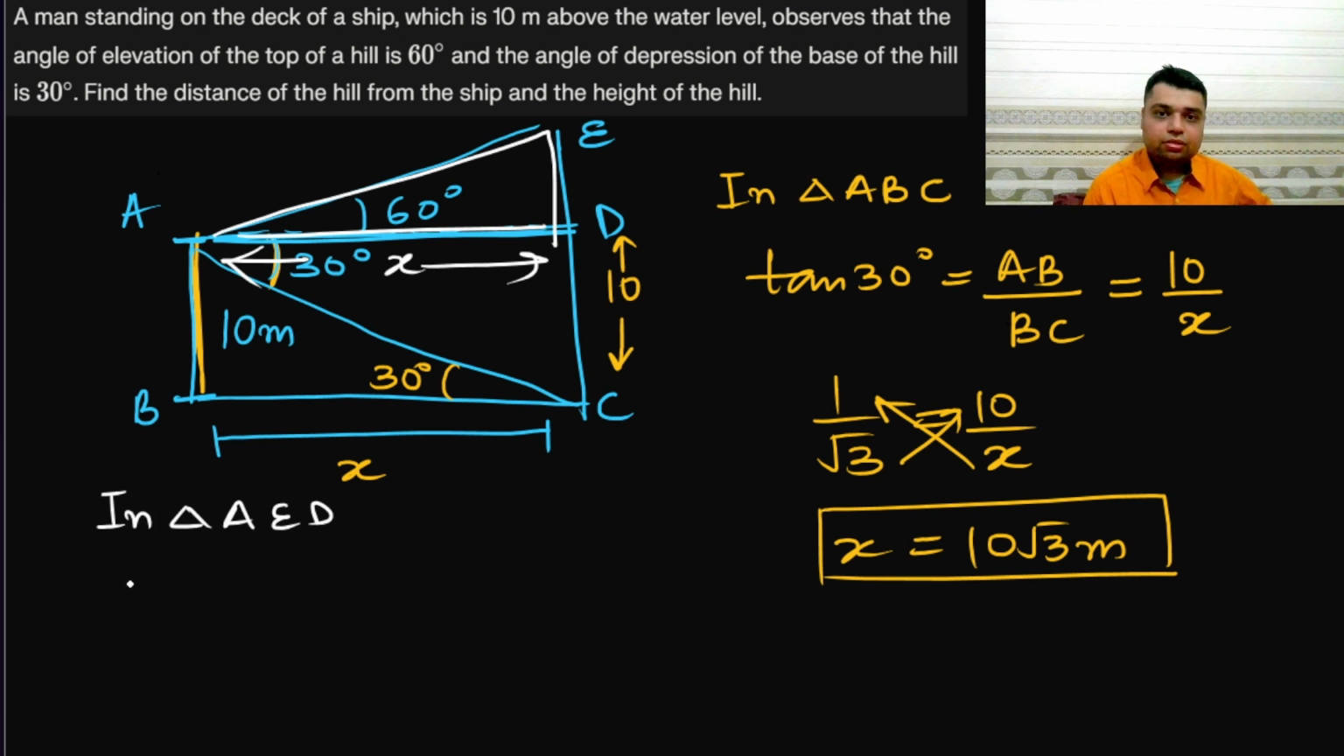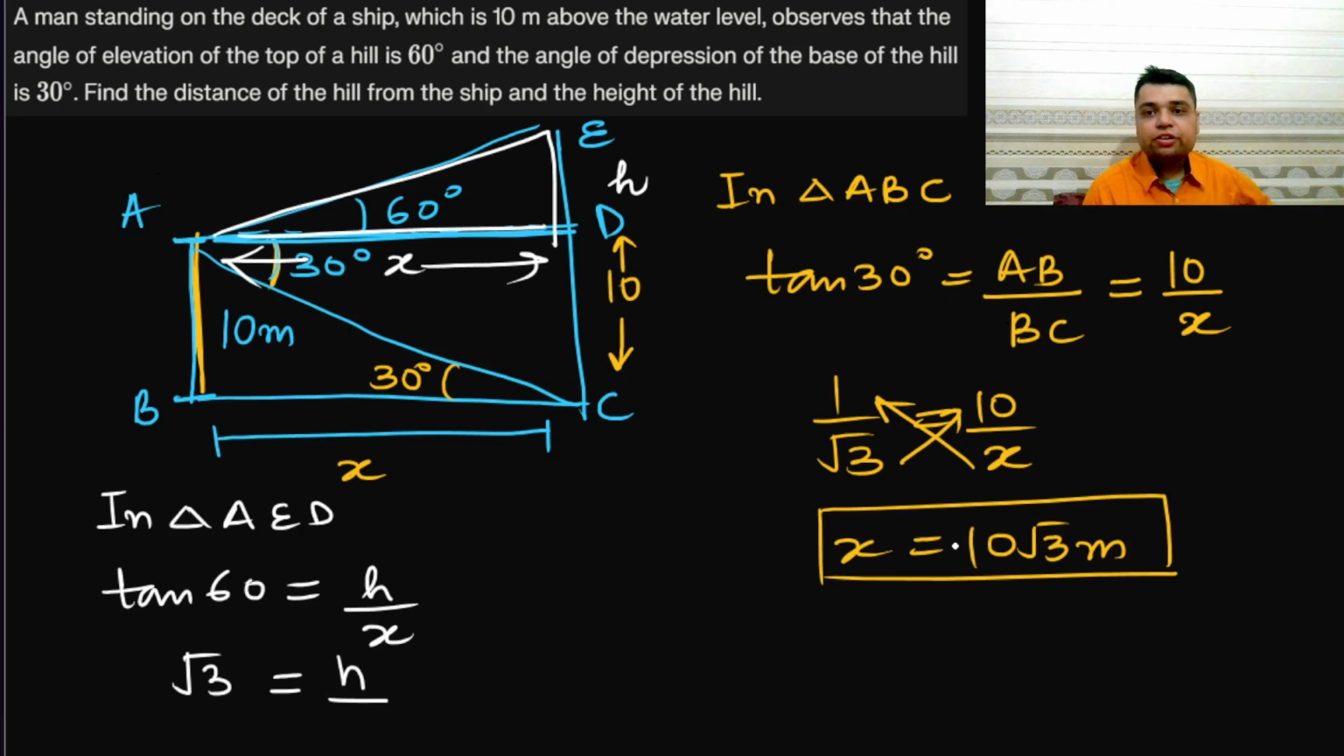So let's say this is H. Okay, so tangent 60 is equal to H upon X. Tangent 60 is what? 60 is root 3, equal to H upon X. We already know 10 root 3. So cross multiply. 10 root 3 times root 3 will become 30, right? So H will be equal to 30 meters.